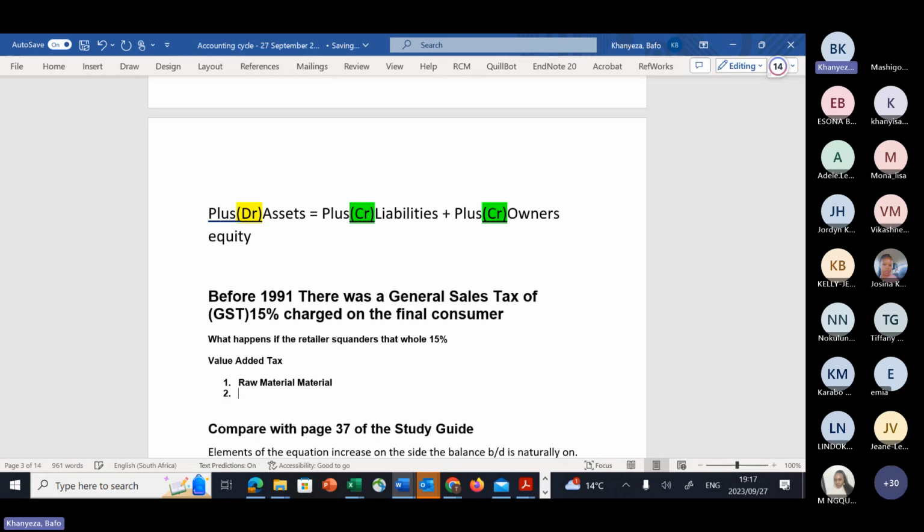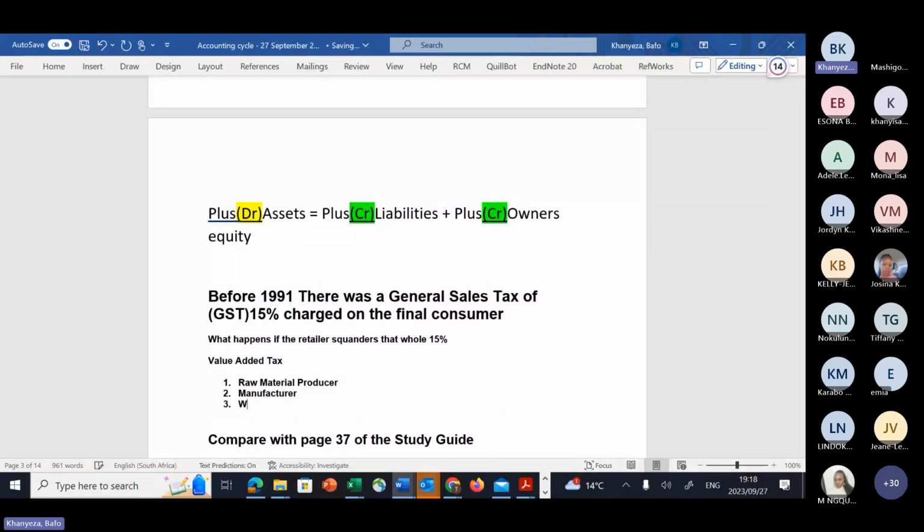Producer. Number two, the manufacturer of the product. Three, a wholesaler. And then four, a retailer. So for simplicity, the raw material producer will charge 15% and claim it.